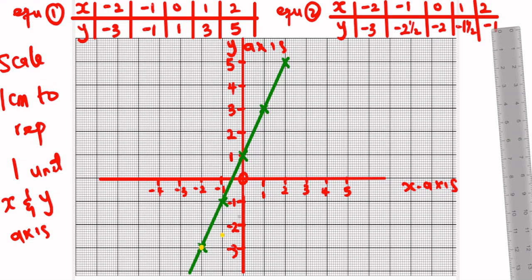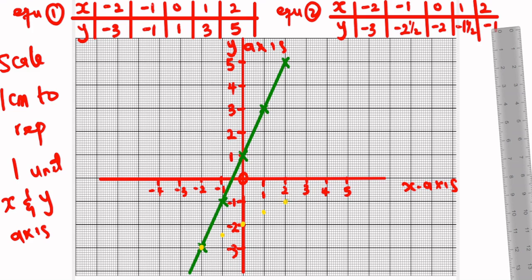So the next thing should be when x is 0, y is -2. So it will meet here. When x is 1, y is minus 1.5. Minus 1.5 should be in the middle too. Then the last one is when x is 2, y is minus 1. So it's going to meet here. Remember, we're using full stop to denote this.